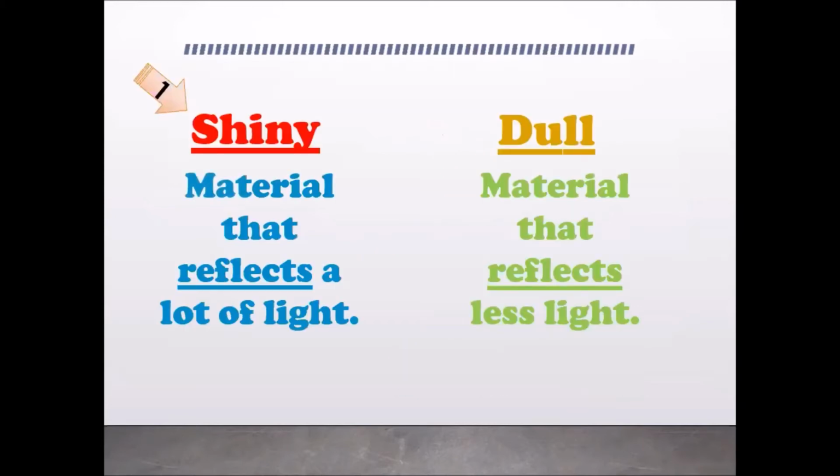First of all, the first property is shiny and dull. What does it mean by shiny? A shiny material is a material that reflects a lot of light, and a dull material is a material that reflects less light. For example, shiny is like a gold coin, and dull is like the wooden door.